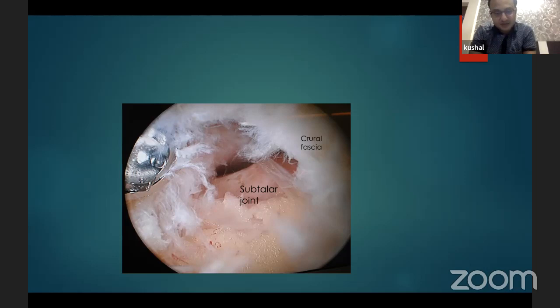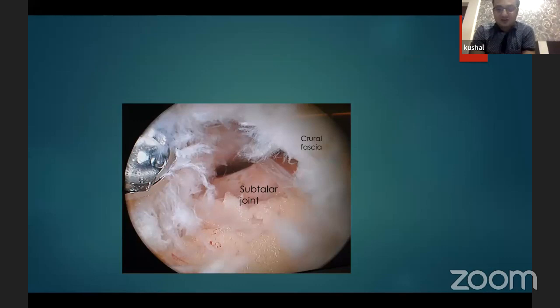And what you actually need to do is to make a rent in the crural fascia, because unless you do that, you'll only see a white screen on the scope, right? You won't see much. So once you've done a bit of shaving, or you have spread it out with your artery, you'll see this rent. And through this rent, if you are in the right place, you will see the subtalar joint. So once you have done this, you know 90% of your job is over. So you're there at the right place.